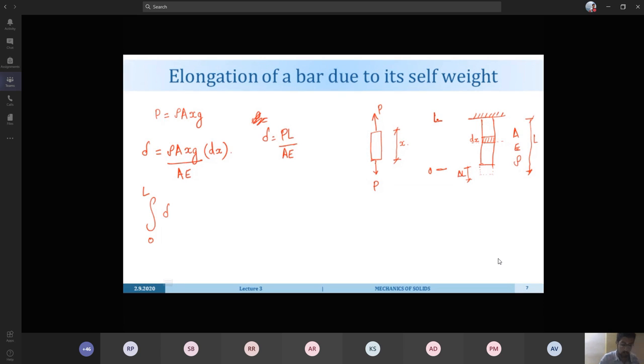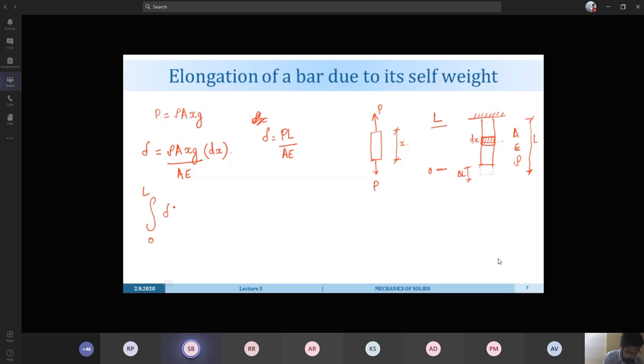Sir, our length should be x and elongation should be dx, no sir? We are taking an element of length x and it will have an elongation dx, no sir? No. We are considering an element of length dx here, and for this element dx, the weight from 0 to x region is acting on it. Oh, okay, sir.